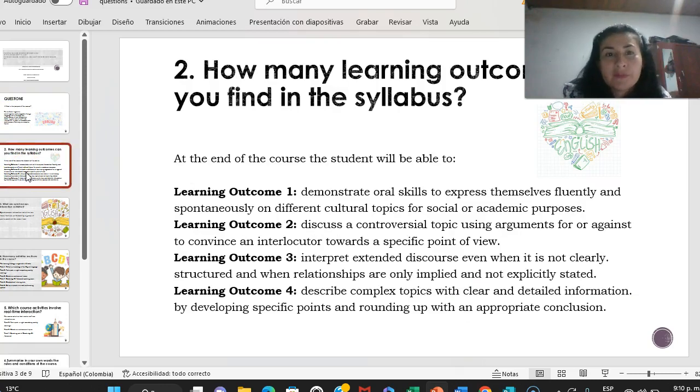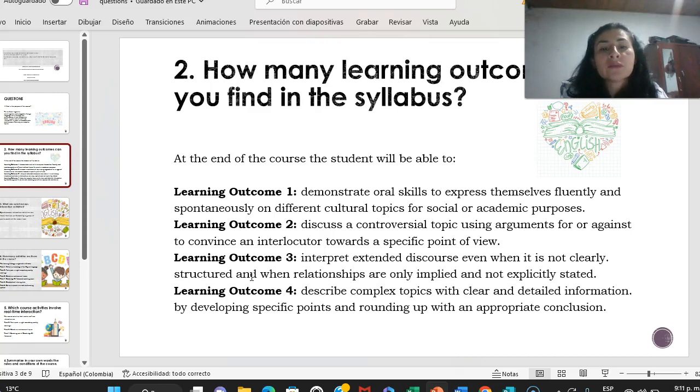Number two. How many learning outcomes can you find in the syllabus? At the end of the course, the student will be able to: learning outcome 1, demonstrate oral skills to express themselves fluently and spontaneously on different cultural topics for social or academic purposes.